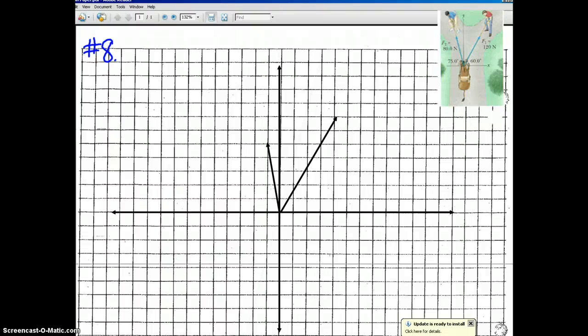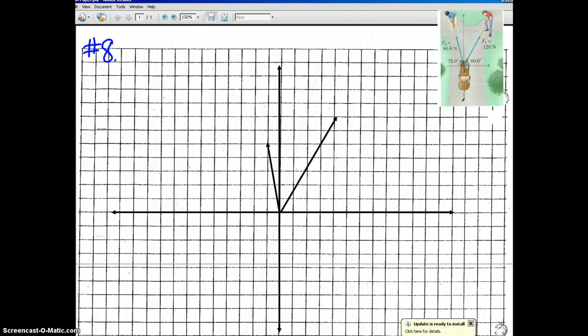Welcome to the solution to the AP Measurement and Vector Analysis problem set, problem number 8. In this problem we have the helicopter view of a picture showing two people pulling on a stubborn mule. The forces are measured in units of newtons.